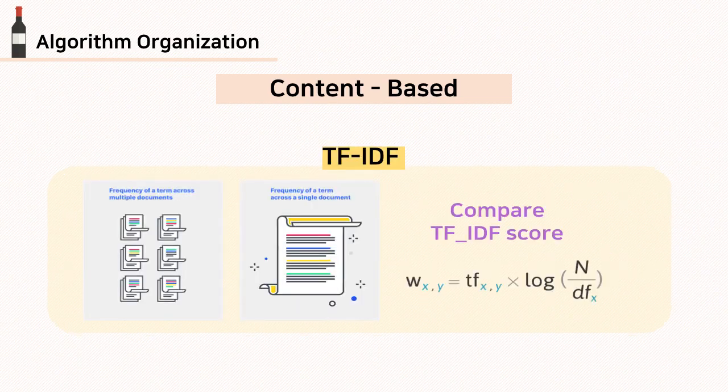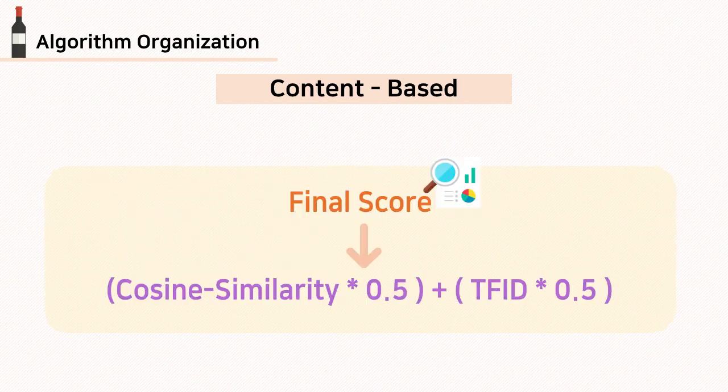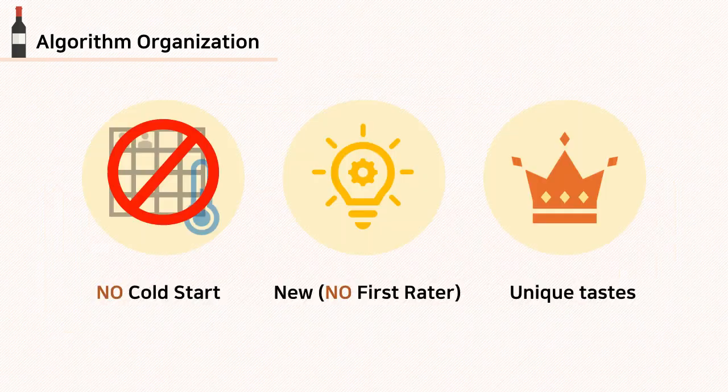We use TF-IDF for this part, which we learned in class, and it is calculated in this way. You can compare the TF-IDF score between the wines easily. The final score of content-based is calculated in this way, and finally 5 to 10 wines are recommended in order of high scores. Our algorithm makes the system have no cold start problem, no first rater problem, and finally recommends wines with users' unique taste.